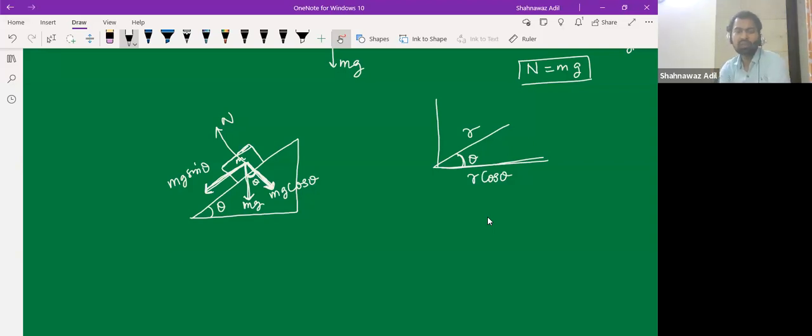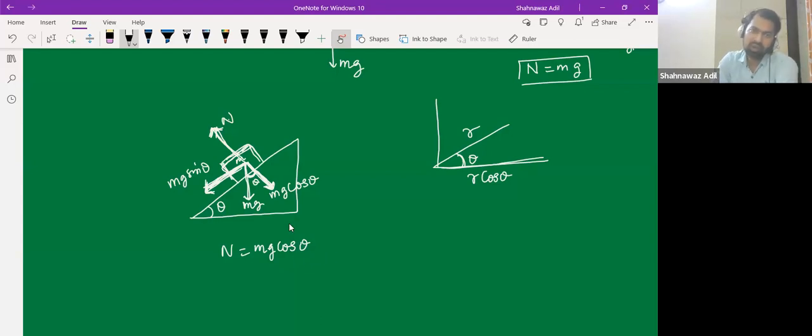Because we know that this object is not moving in this direction, which means that this force is balanced by something. So this normal reaction is balanced by mg cos theta, right? But this one is not. So this normal reaction is balanced by this mg cos theta, and this one is not balanced, which means that this will slide, right?